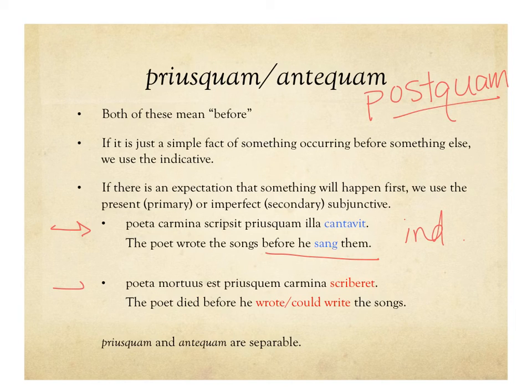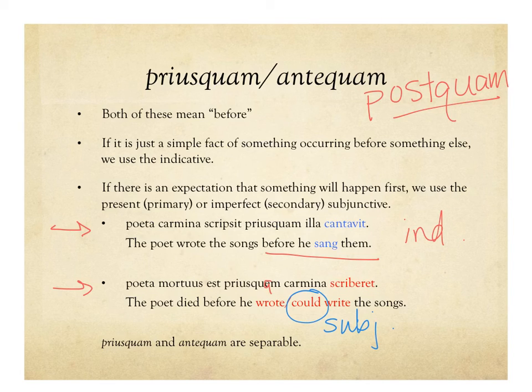Our second example, poeta mortuus est priusquam carmina scriberet. The poet died before he wrote or could write the songs. So you can see, first of all, this one we actually can translate in a subjunctive way. And you can see there was, before he wrote the songs, he died. That is, he never actually wrote the songs, right? Before he could actually do this thing, he died. There was an expectation that he was going to do it and then sing them, but it was never accomplished.